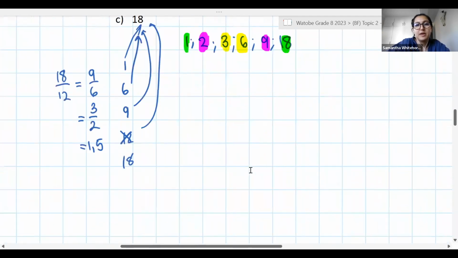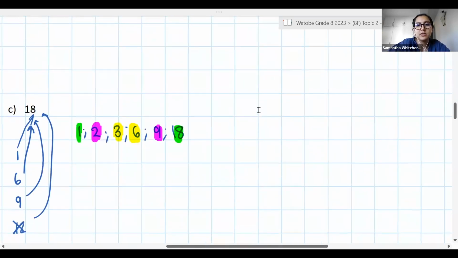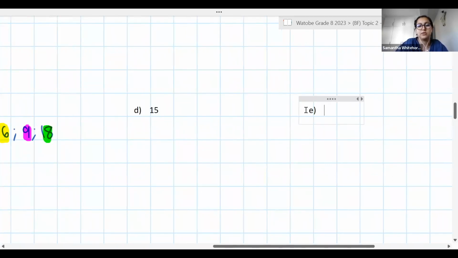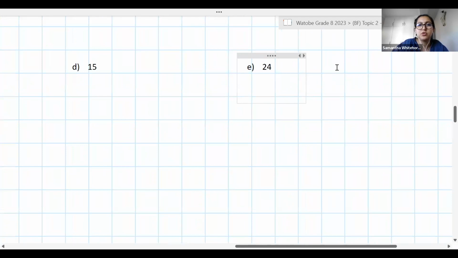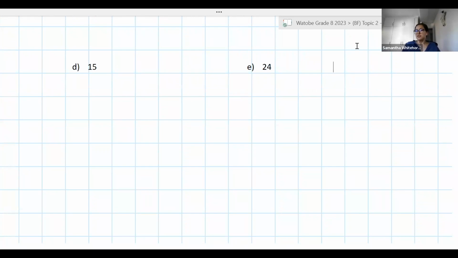Right, I feel like we maybe need 1 or 2 more to practice. So let's add on one here. Let's do 15. And let's do 24. Okay, so I've given you 2 more here. I'm going to give you 2 minutes to try both of these. So I want the factors of 15 and I want the factors of 24.